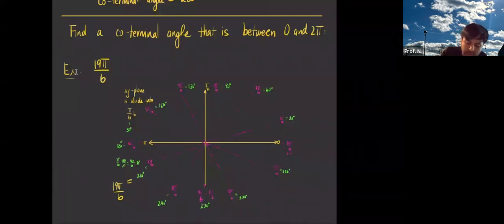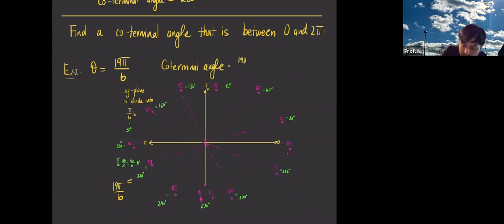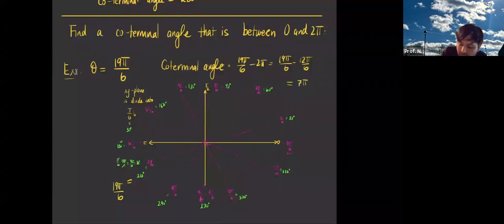I could also find that out. Let me write this as theta. So theta is equal to 19 pi over 6. I could also find the coterminal angle by taking 19 pi over 6 and subtracting 2 pi, which is the same thing as saying 19 pi over 6 subtracted by 12 pi over 6. 19 pi minus 12 pi is 7 pi over 6. And this is inside the interval 0 to 2 pi.